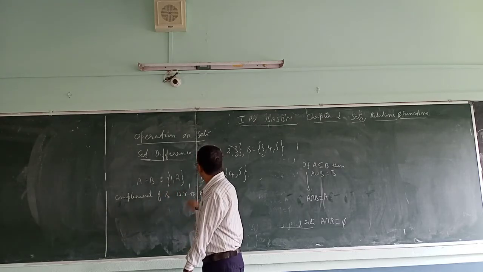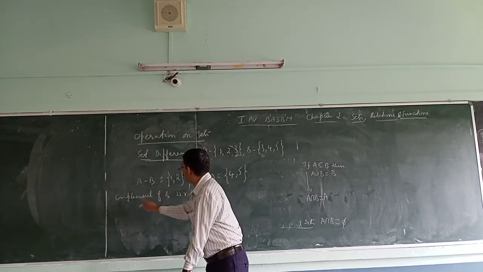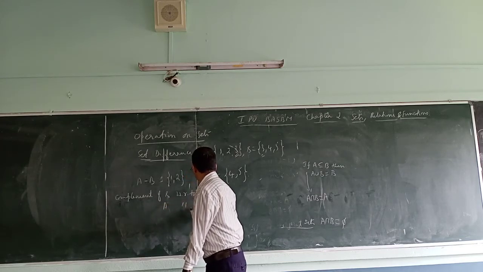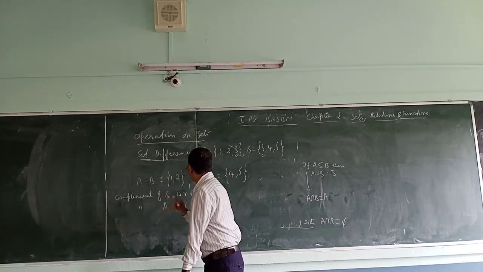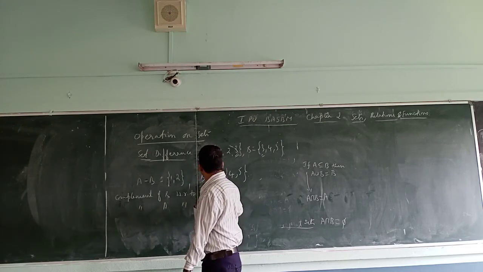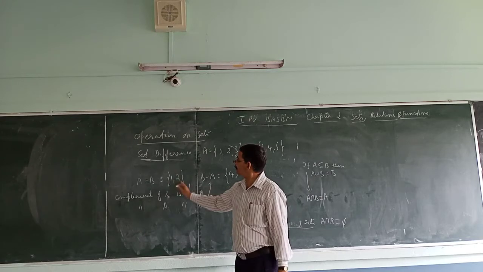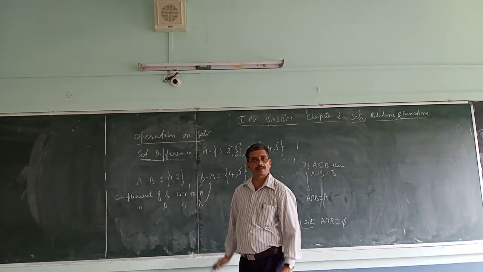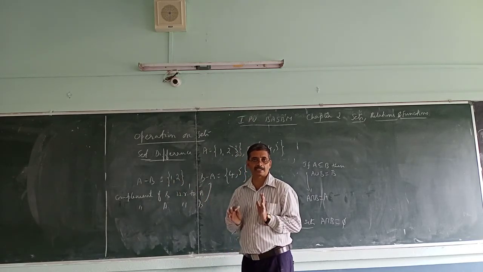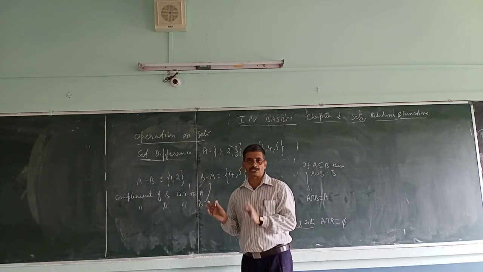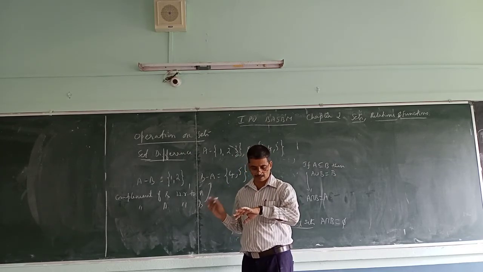Similarly, if you say complement of A with respect to B, it means B minus A. So you have those elements which are in B, but remove those elements which are in A also.